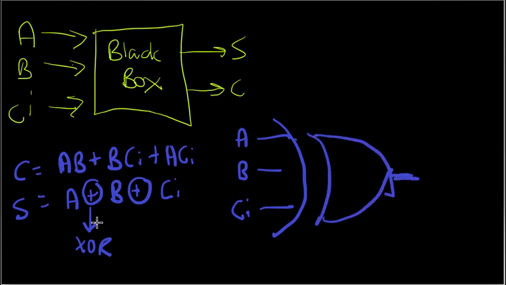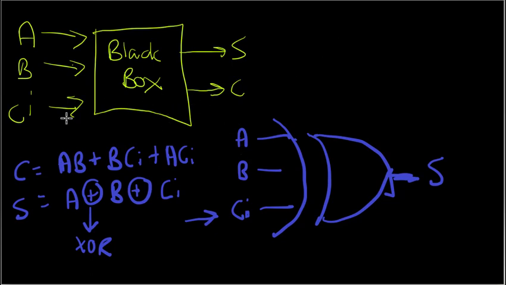Really badly drawn circuit. And that would be sum. Now remember, CI is a carry from potentially a previous adder. As I said, I'm pretty tired. So yeah, CI could well be a carry from a previous adder.